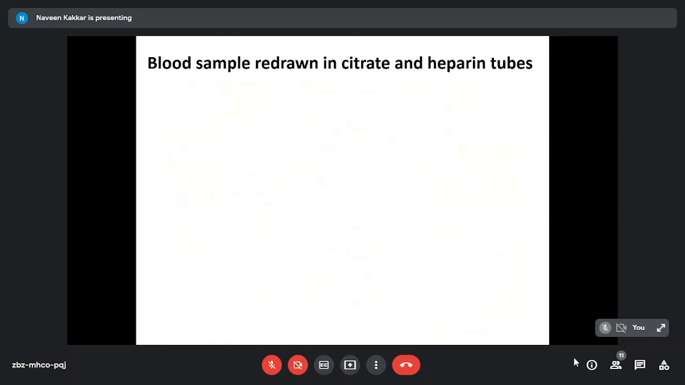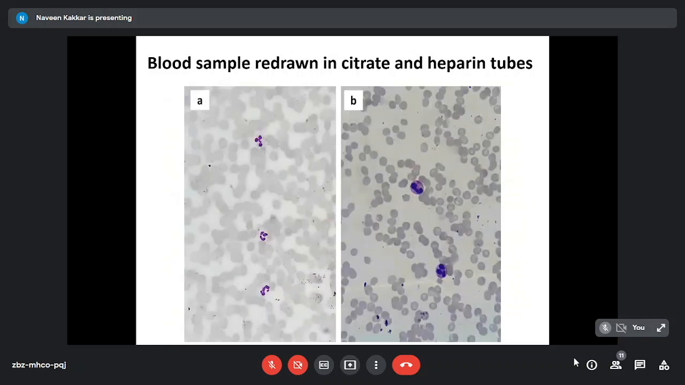So the blood sample was redrawn in citrate and heparin. That's what we got again. Now, no points for guessing which one is heparin. The one on the left is fuzzed. This one is more sharp, the citrate one.